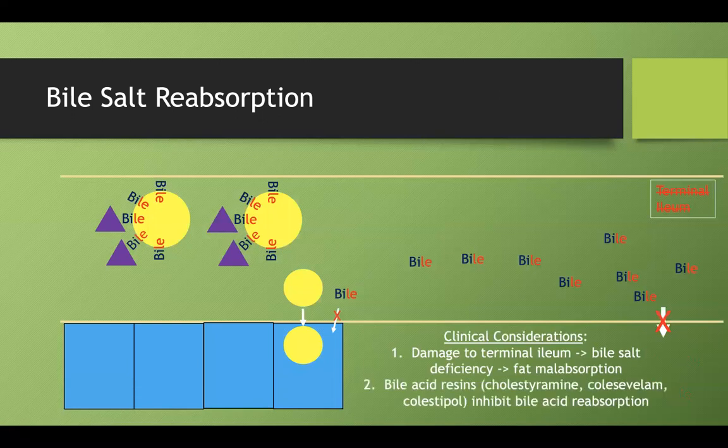The second thing I want you to know is that there are actually drugs that want this process to happen. Bile acid resins like cholestyramine, colesevelam, and colestipol inhibit bile acid reabsorption. This would ultimately lead to fat malabsorption, but this would be what you'd want in a medication for somebody who has something like hyperlipidemia.